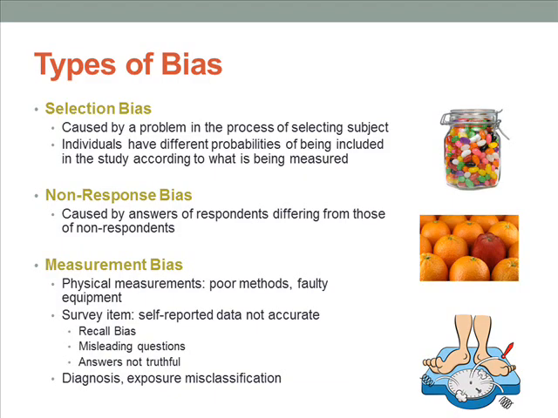Slide 21. Which are types of bias? You can have selection, non-response, or measurement biases. Selection bias is caused by a problem in the process of selecting subjects. Individuals have different probabilities of being included in the study according to what is being measured. Non-response bias is caused by answers of respondents differing from those of non-respondents. Measurement bias occurs when you use poor methods or faulty equipment for physical measurements.